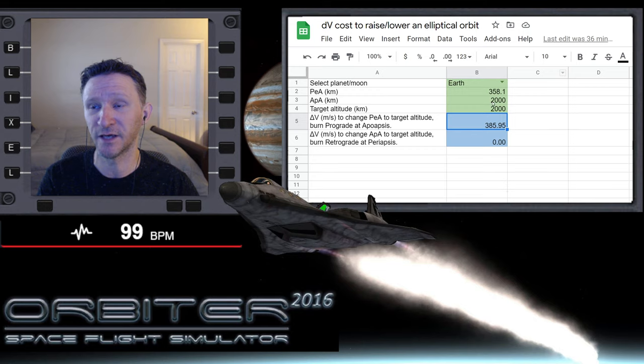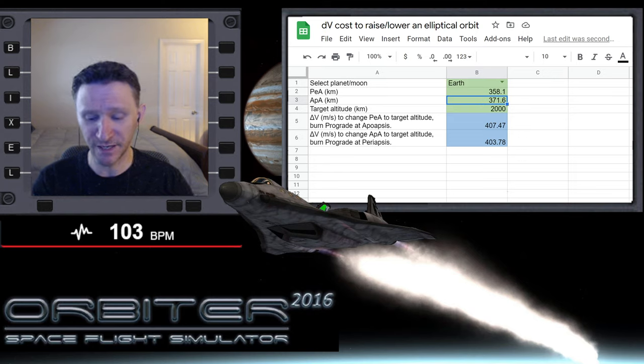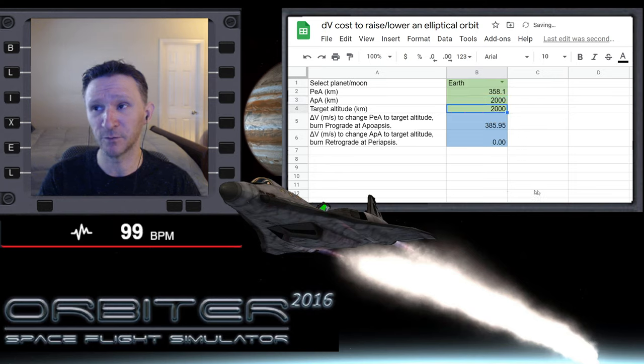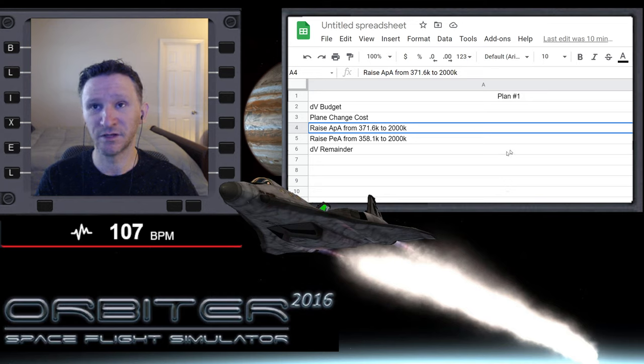I have another calculator for that. Let me go here. Yeah. So if this is our periapsis, and this is our apoapsis, and this is our target apoapsis, then raising our apoapsis out to that point would cost 403.78 meters per second. So I also have put that number in, and you'll see that in a moment. And then once our apoapsis is at 2,000, we then have to raise our periapsis out to 2,000. And that would cost about 385.95. So now we have all of our data plugged in, and let's see if we can make this happen.